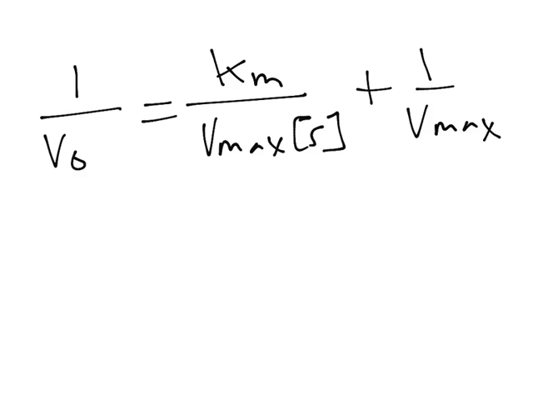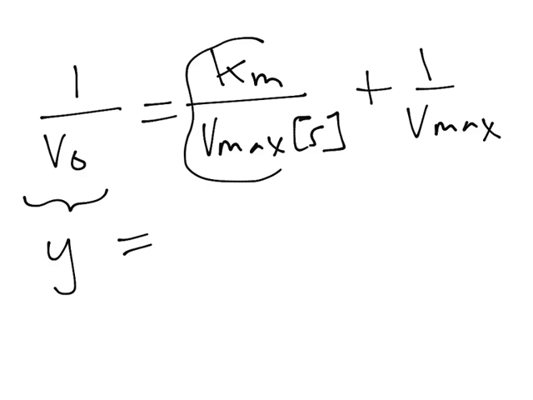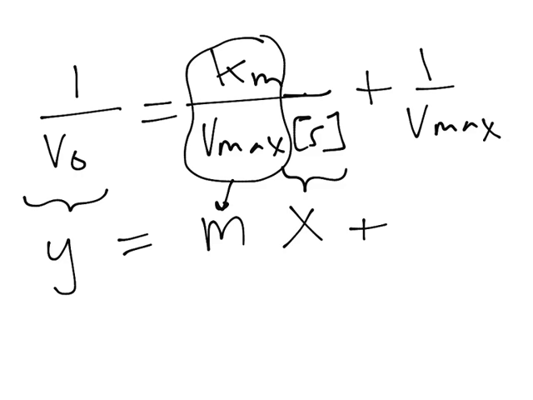Now if we simplify, we've got 1 over V0 equals Km over Vmax times the concentration of substrate plus 1 over Vmax. And hopefully when you look at this, you see this as y equals this term, which is m, 1 over the substrate concentration then becomes x, and our b term, our y-intercept, is in fact 1 over Vmax.